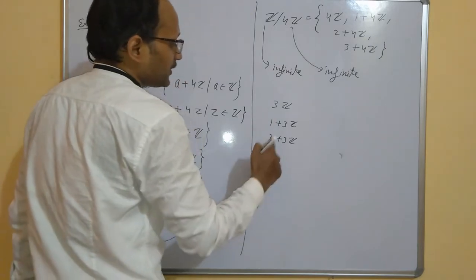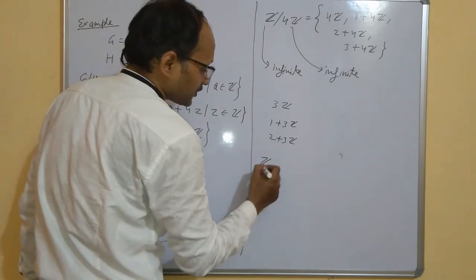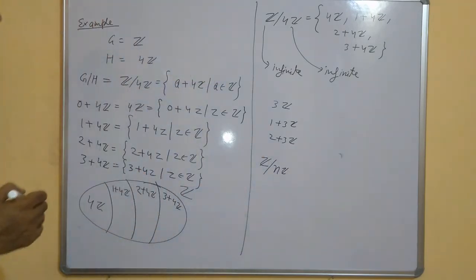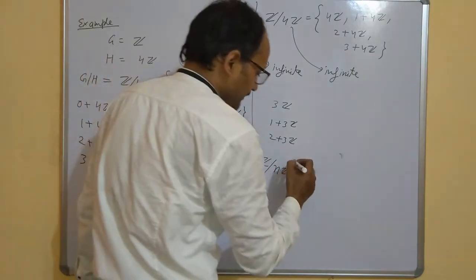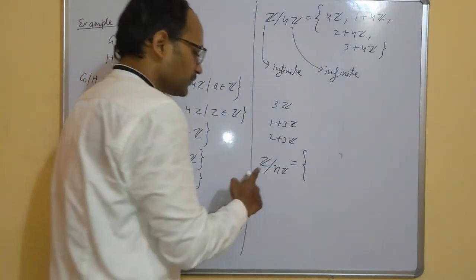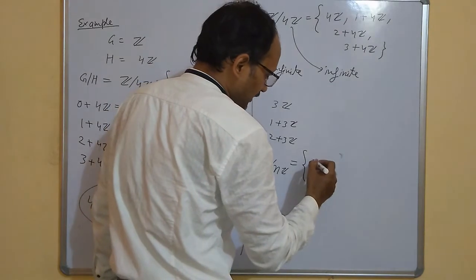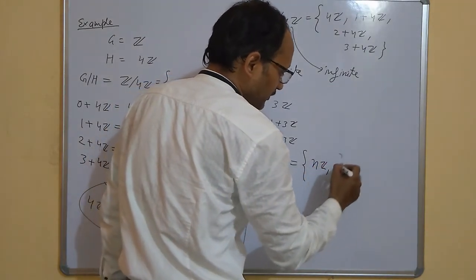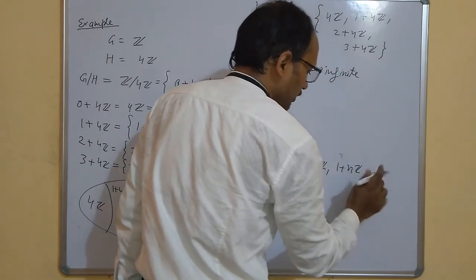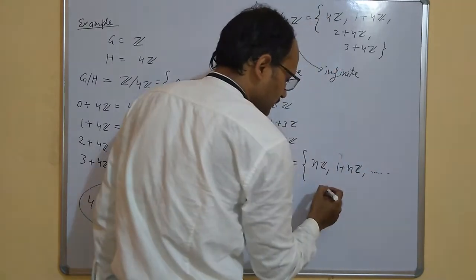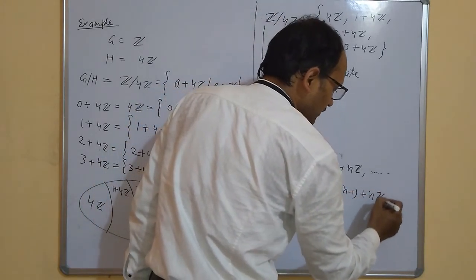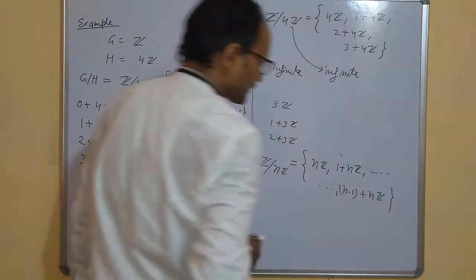In the same way, if you determine Z upon nZ, where n is any positive integer, then every element will be of the form nZ, 1 plus nZ, comma, up to n minus 1 plus nZ, because these are the only possibilities of remainders.